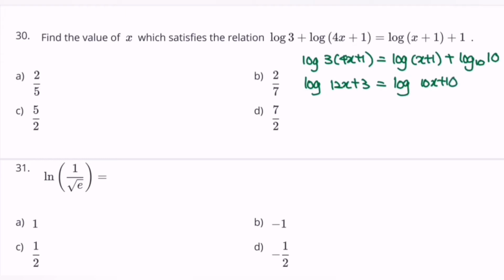Kindly compare the situation because we have the same base for both sides. So 12x plus 3 equals 10x plus 10. Rewrite the situation. We have 2x equals 10 minus 3, which equals 7. So finally, x equals 7 over 2. So for question 30, the answer would be D.